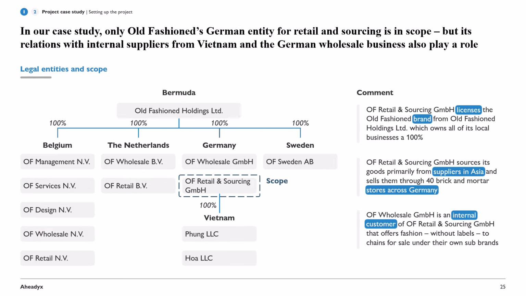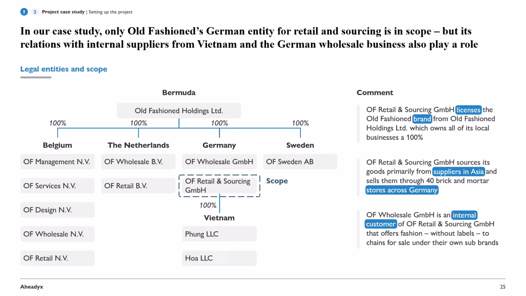So next, let's look into the legal structure and see what's in scope here. First, I should mention that while this case study is entirely fictitious, it's been adapted to closely resemble existing fashion retailer structures. So here at the top, we get this postbox kind of thing from Bermuda, and right underneath it, for each of the countries, that old fashion actually operates in several legal entities. Here we are primarily interested in the German retail and sourcing business, and we will also have a closer look into its relationships with the suppliers from Vietnam that it owns, as well as the German wholesale business.